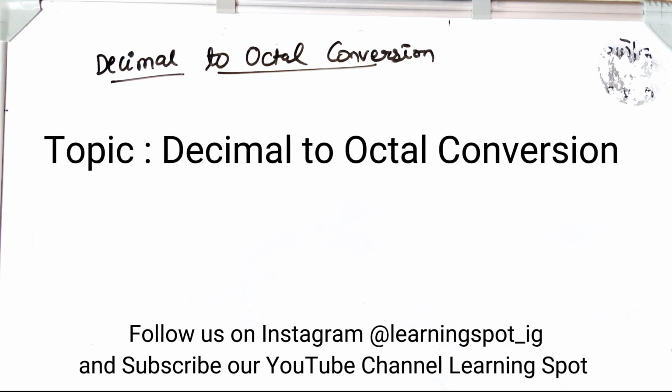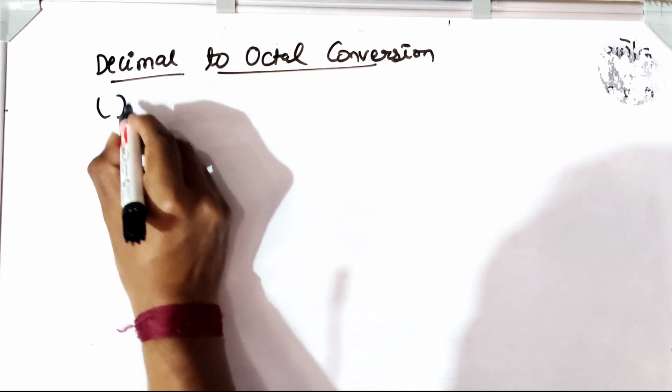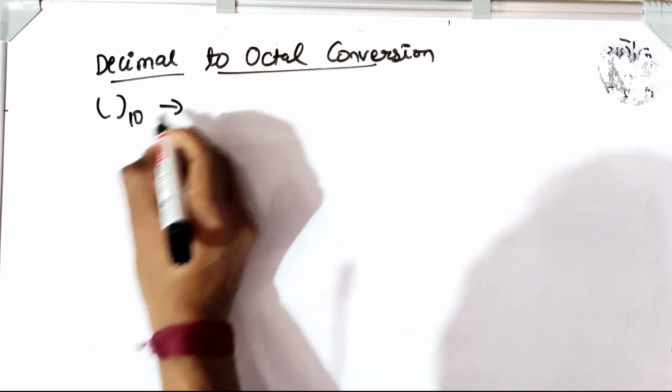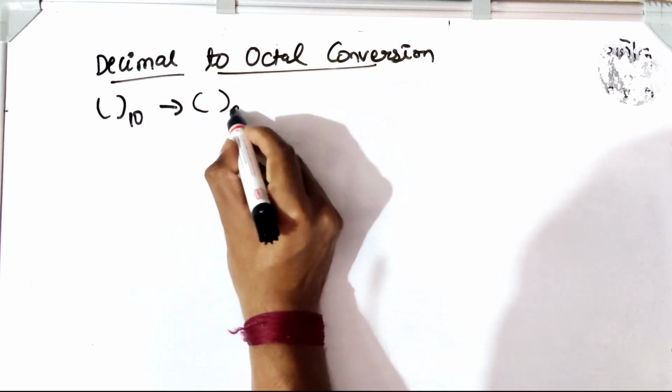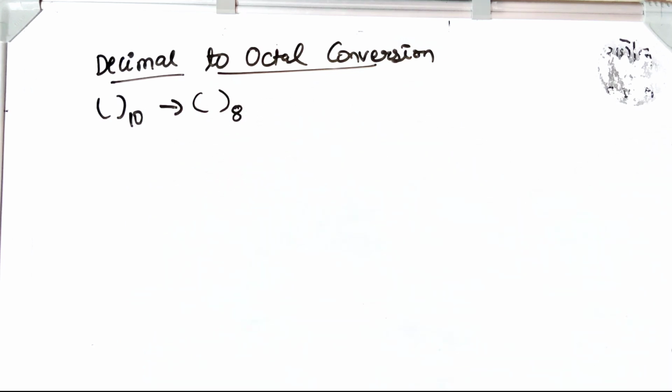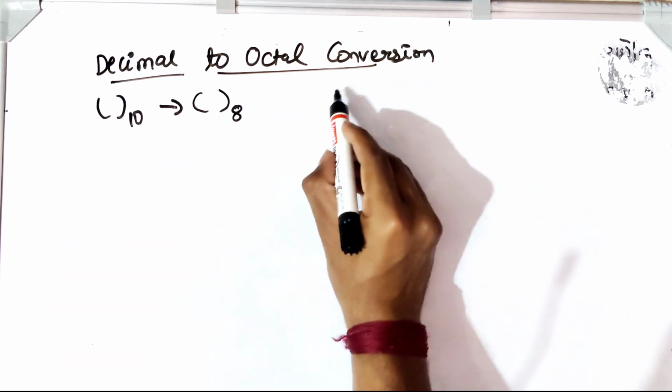So this video is about decimal to octal conversion in the digital electronics number system. Decimal is nothing but a number with the base 10, and octal is the number with the base 8. I told in my previous video, during decimal to binary conversion, a general formula for decimal to any number.